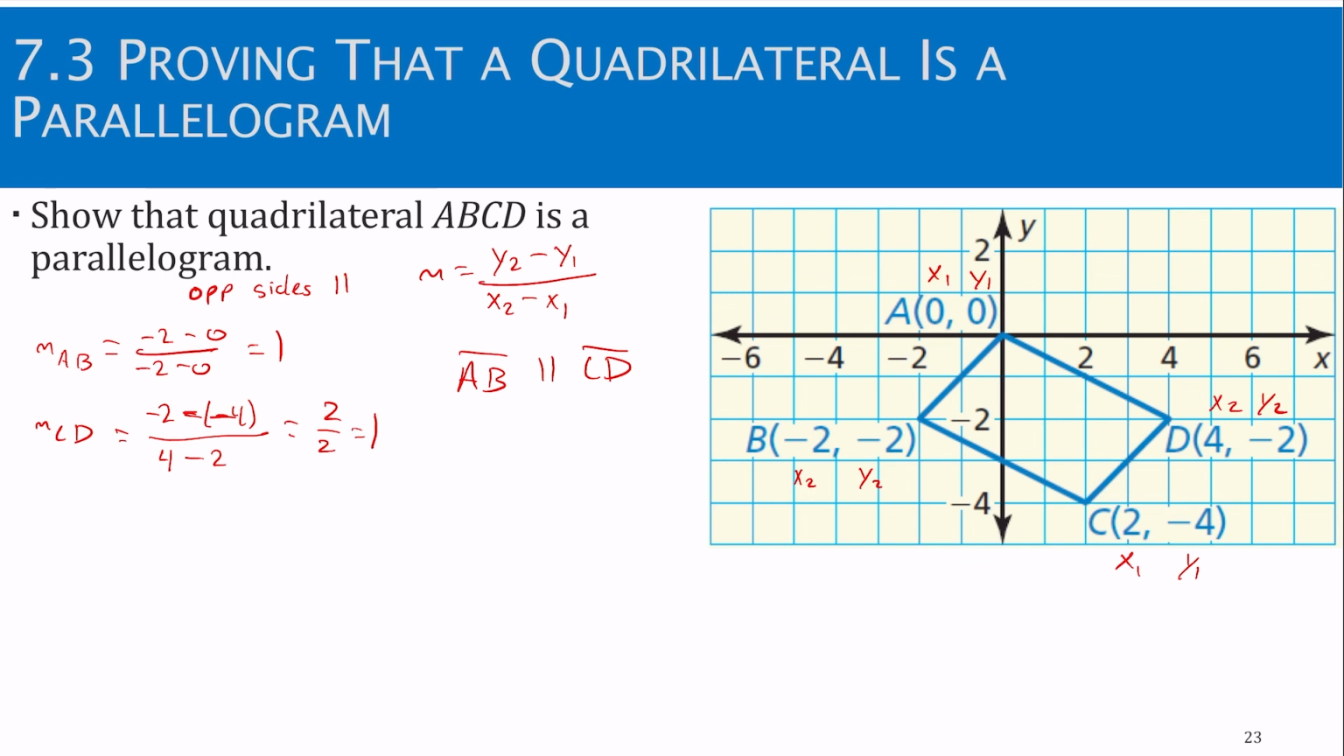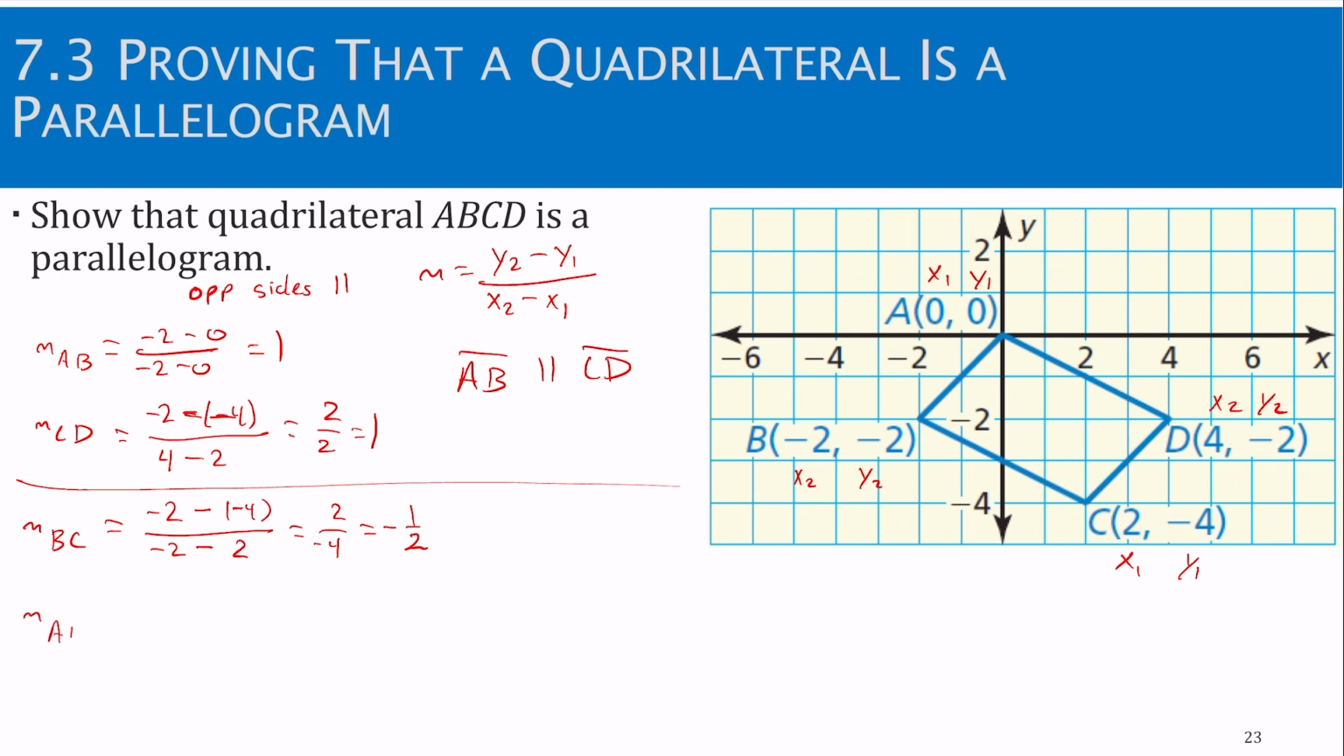All right, so we're going to continue that and do the other sides. So let's find the slope of BC. y2 is negative 2. y1 is negative 4. x2 is negative 2. x1 is 2. So the top is 2, the bottom is negative 4. So that's negative 1/2.